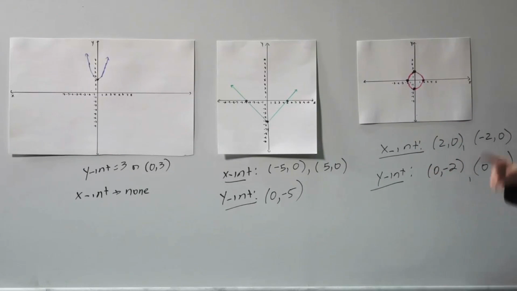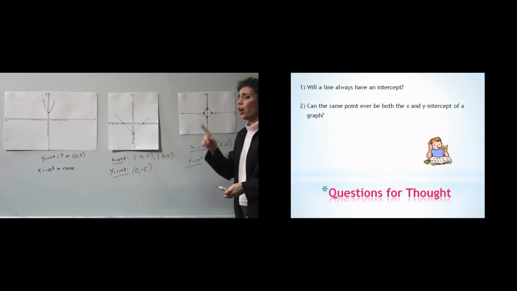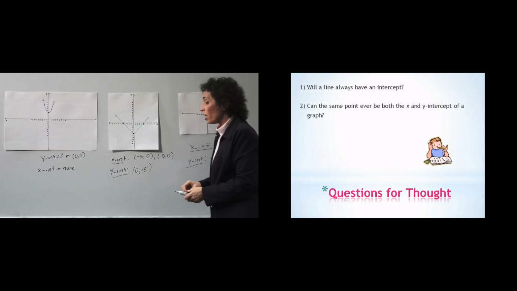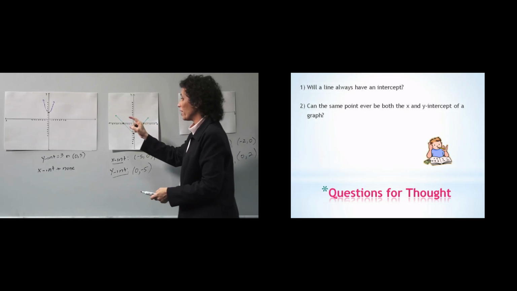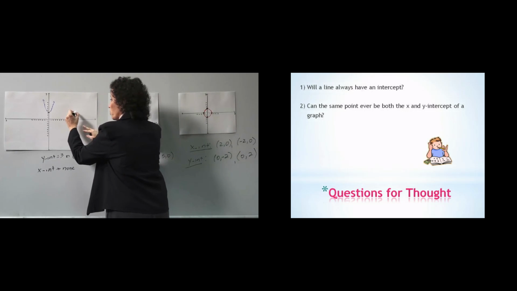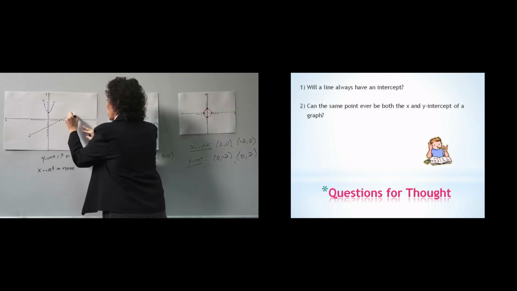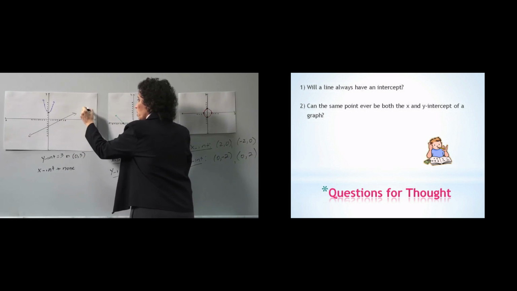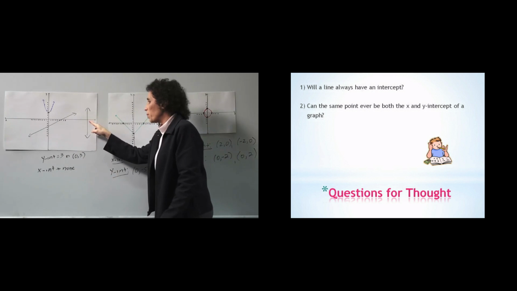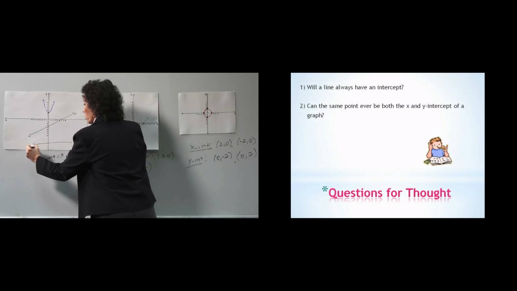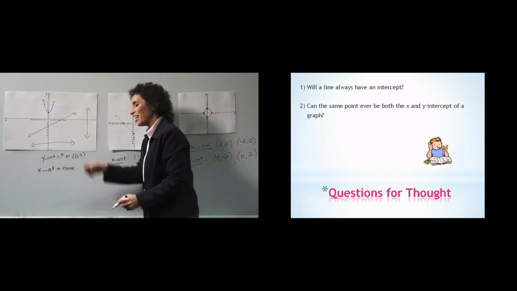Okay? Now, I want to talk about this. Will a line always have an intercept? That's kind of interesting. Will a line always have an intercept? Well, it's a line, right? A line means that it has to go on indefinitely both ways without end. Now, if I draw a line like that, that obviously has 2 intercepts, an x and a y. What if we draw a line like this? That line will have an x-intercept, but not a y-intercept. Okay? If we draw a line like this, that line will have a y-intercept, but not an x-intercept.